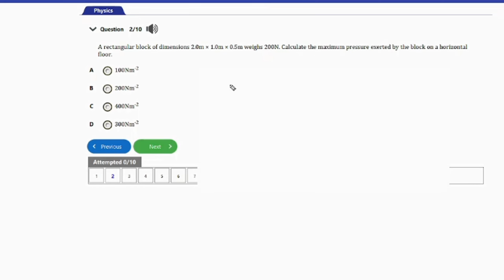Now, looking at this, we have been provided with the dimensions of the block. That's 2 times 1 times 0.5. And then we also have the force in newtons. That's 200 newtons. But we are looking for the maximum pressure. Let's recall that pressure is force over area. So we are going to have the maximum pressure when the block occupies the highest area on the floor. So that will be the area 2 times 1.